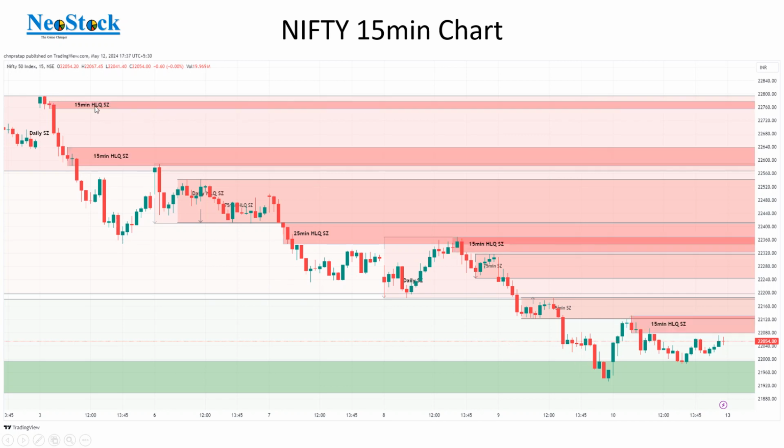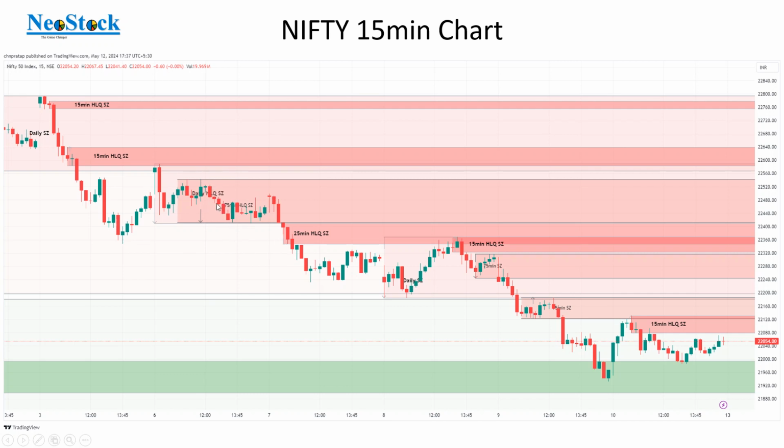We have drawn this 15 minutes high liquidity supply zone. This 15 minutes high liquidity supply zone is very important. The reason is, this 15 minutes high liquidity supply zone is the reason behind the creation of this entire daily high liquidity supply zone. This is a daily high liquidity supply zone. And it picked up the orders from this 15 minutes high liquidity supply zone, and then the daily zone was created.